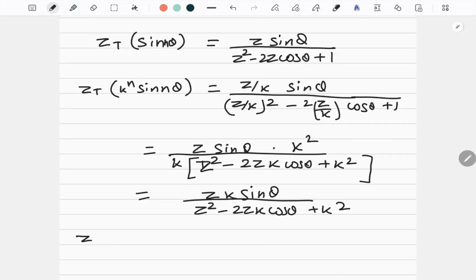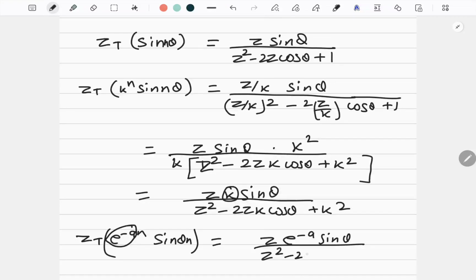Now if I ask you what is z transform of e to the power minus an sin n theta, then this will become, in place of k you have to put e to the power minus a. That's it. z e to the power minus a sin theta upon z square minus 2z e to the power minus a cos theta plus e to the power minus 2a. That's it. So this is how you apply the damping rule. It's very simple and you have to remember formulas for inverse Z transform as well. In next video, we will be doing the shifting properties and then inverse Z transform.